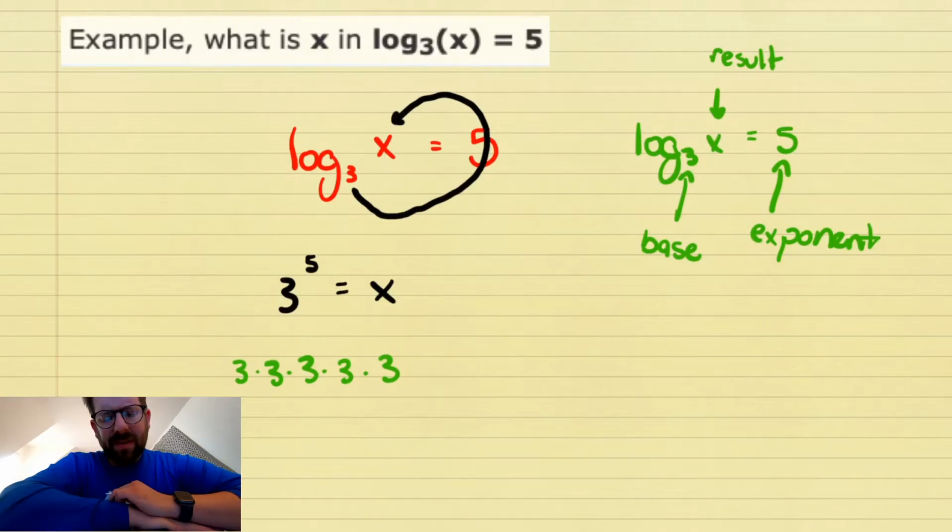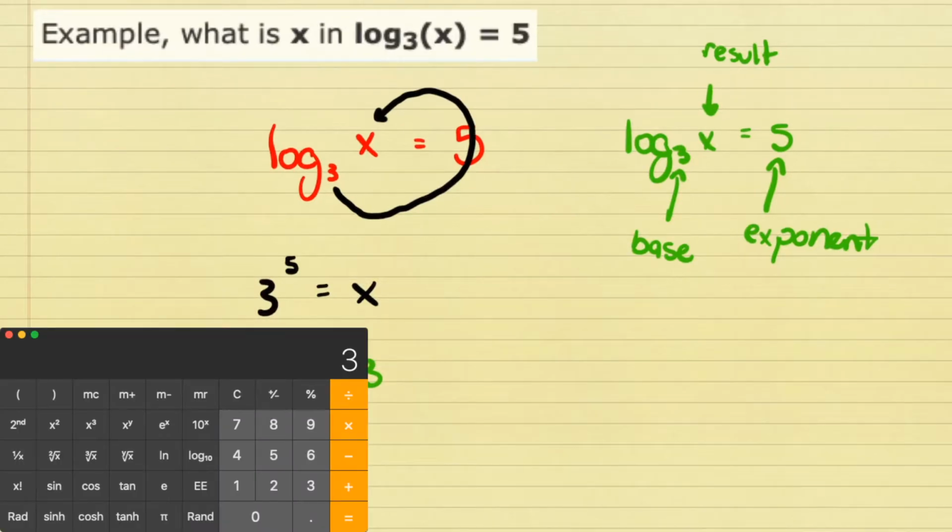Now, I think this is 243, if I'm not mistaken, let me see here. So, 3 to the 5th power. I can go 3, I'll hit the little x to the y key, I'll hit the 5. That puts it in the power, and it's 243. Sorry, my calculator's probably right in the way of that, but there you go. That's the result. And that's the answer for this problem.